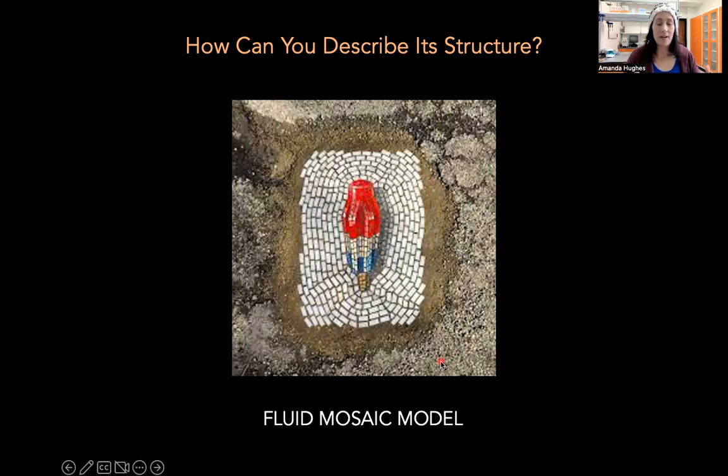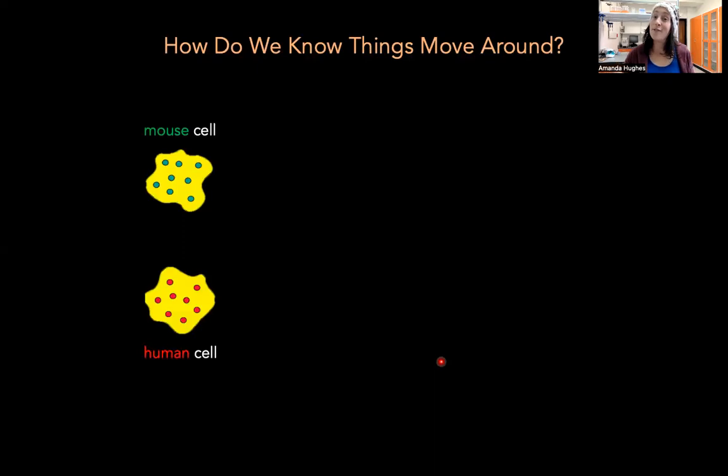And then model, because it's a model. So it's a fluid mosaic model. Fluid, it's always moving. Mosaic, it's the three major macromolecules that make it up, and then it's a model. How do we know it's fluid though?